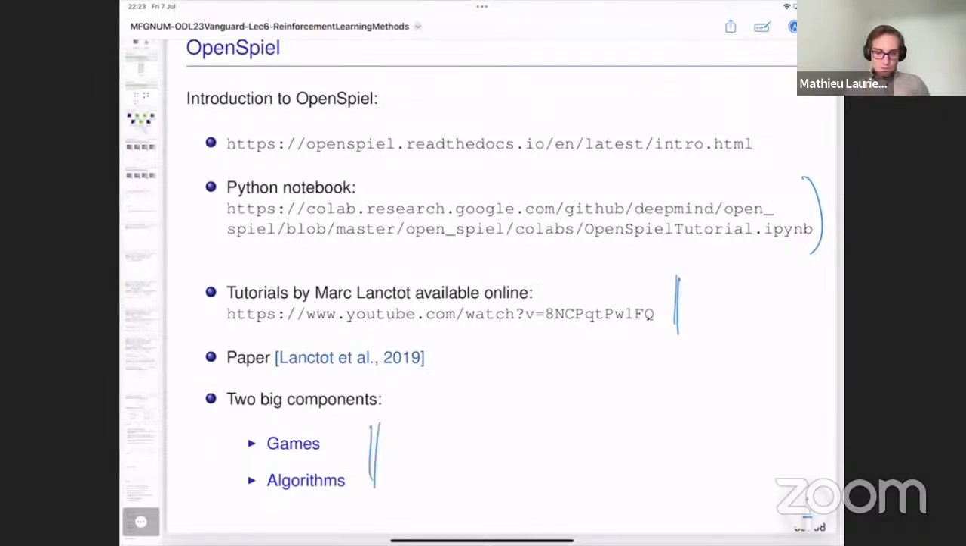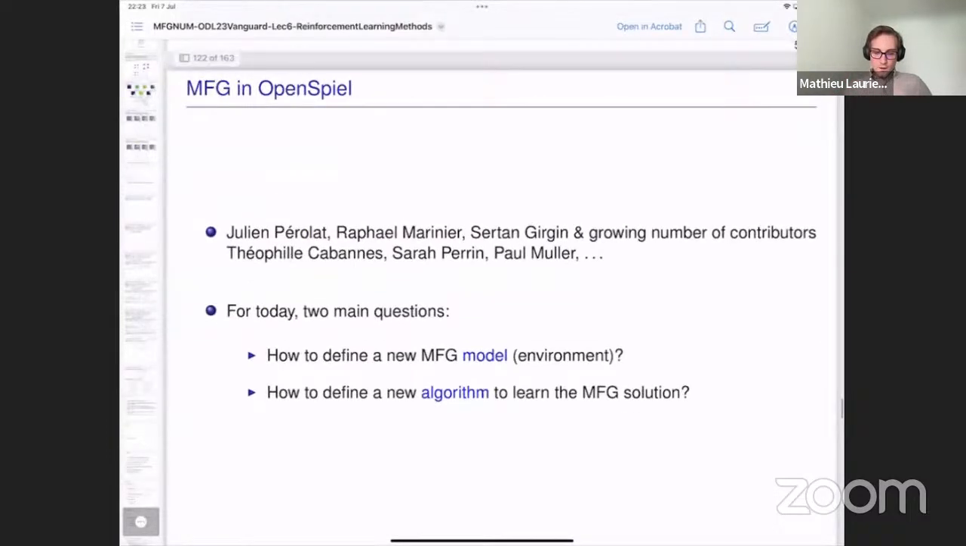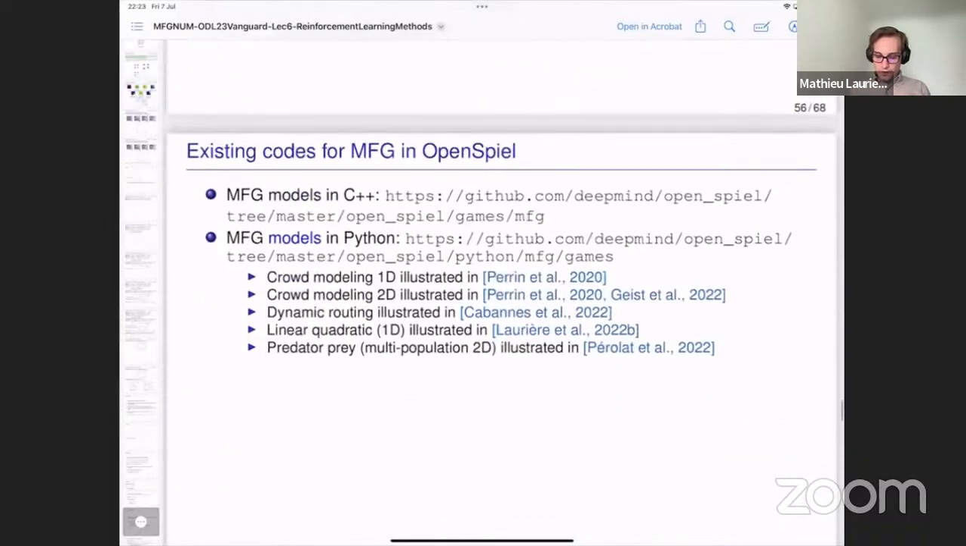So there are two main components to understand: how to define a game and how to define an algorithm. Mean field games in OpenSpiel, so really the main contributors, Julien Perolat and Raphaël Marinier, Sertan Girgin, and then a growing number of contributors, including Théophile Cabannes, Sarah Perrin, and Paul Muller, who worked on some algorithms and environments. So how to define an MFG model and how to define a new algorithm.